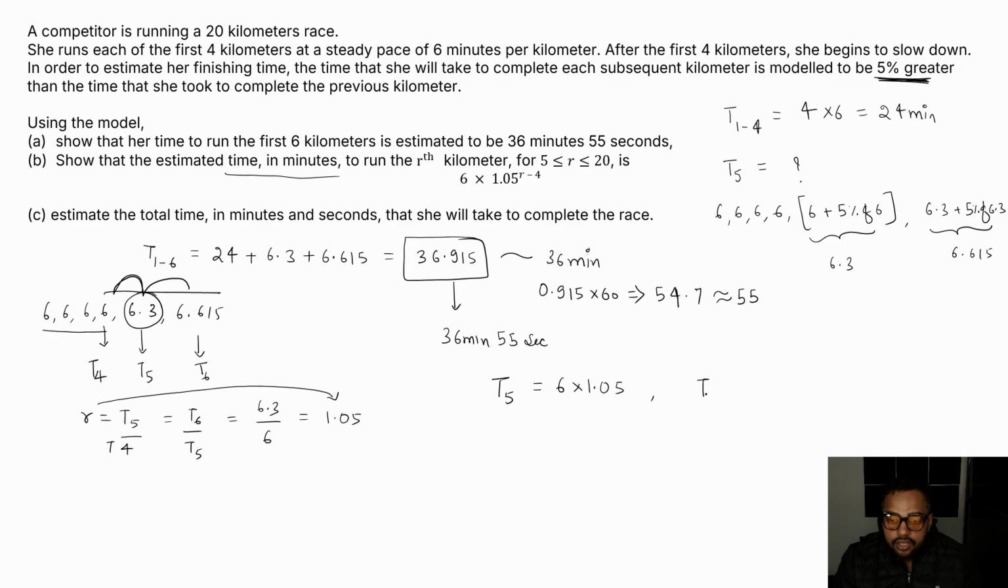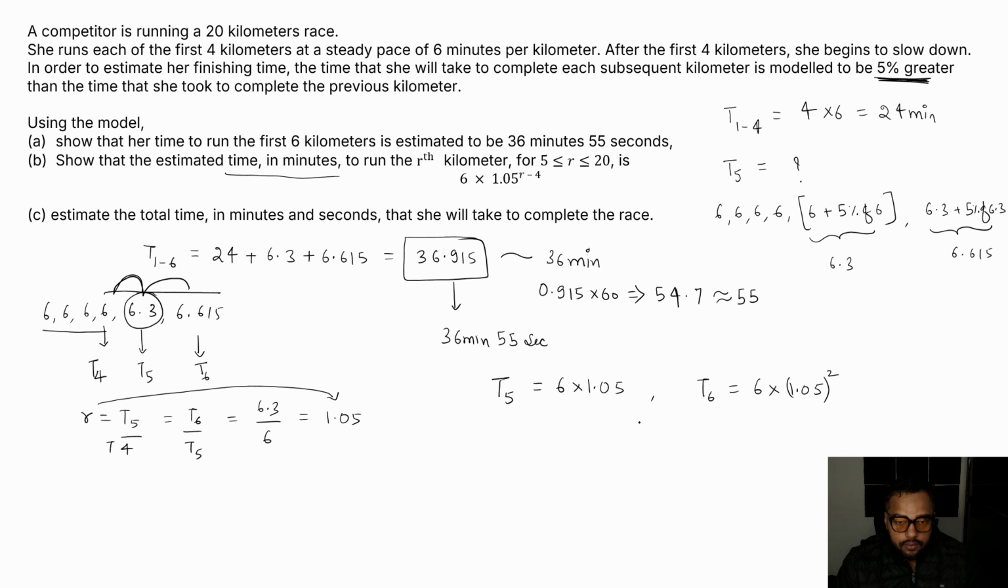Now similarly for T6, we can write it as 6 cross 1.05 whole square. So this is how I got to know that it is a geometric sequence. You can find the common ratio also and analyze it here. Otherwise, you can directly go with the 5% greater thing, so we will be writing it as 1.05. But I can see that it is forming a geometric sequence. So T6 could be written as 6 cross 1.05 whole square, and we'll be getting 6.615 only.